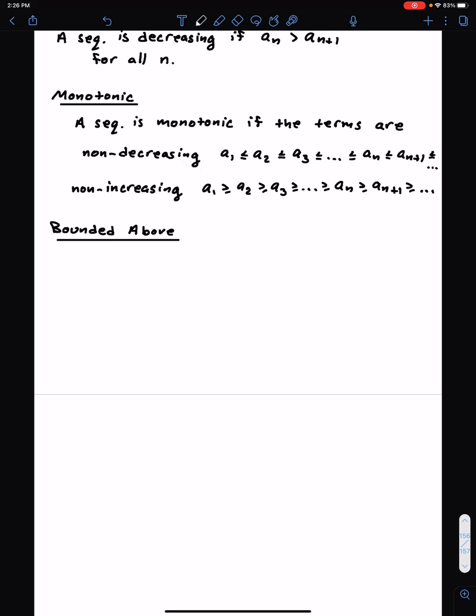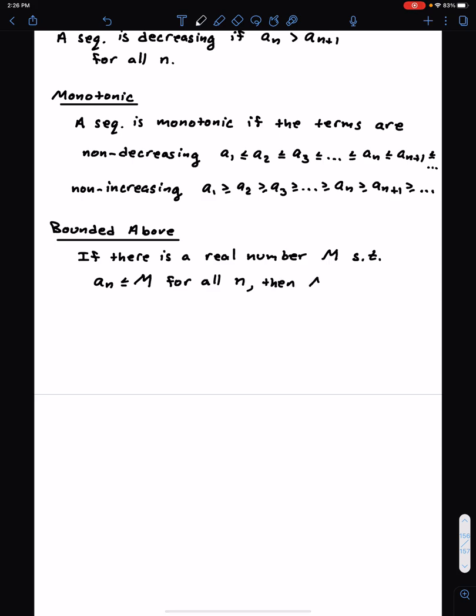Bounded above. If there is a real number m such that A sub n is less than or equal to m for all n, then m is an upper bound. So the sequence does not go beyond m.